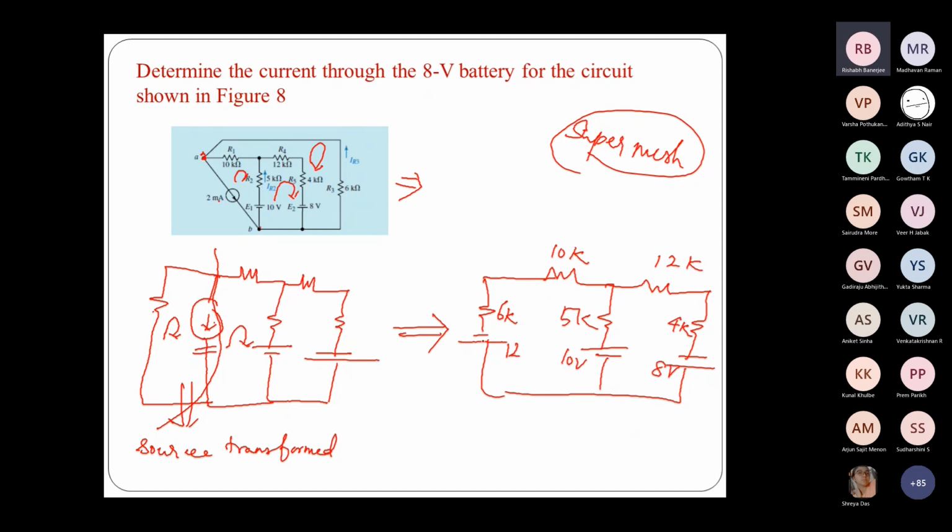And how did I mark the direction? Since the current source is given this way, the current flows from minus to plus. So I have marked it based on this current direction, minus to plus. That's all. Any doubt here?